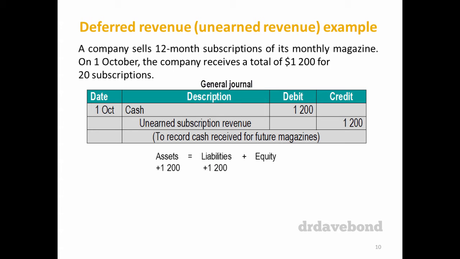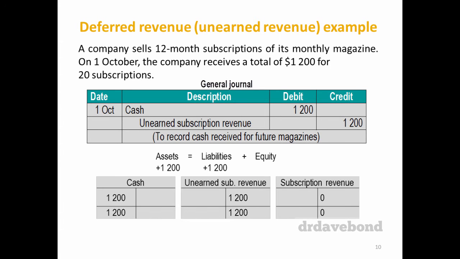So assets go up by 1,200, liabilities up by 1,200. What's really important here, equity hasn't moved. When they receive that subscription payment, they haven't provided anything yet. There is no revenue effect at that point. Cash, unearned subscription revenue, nothing to revenue.